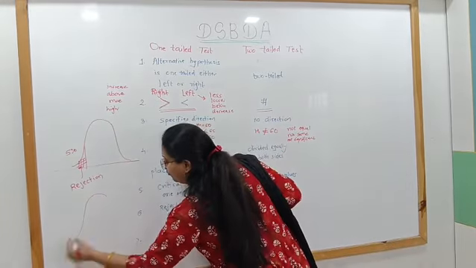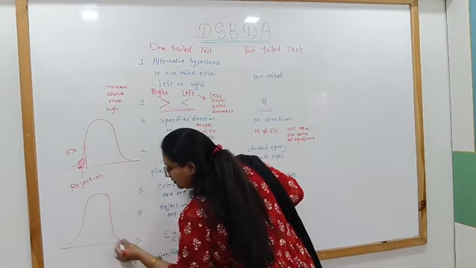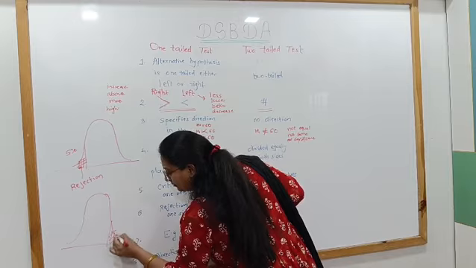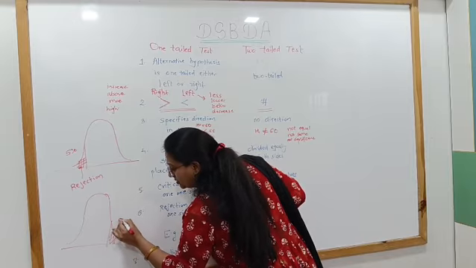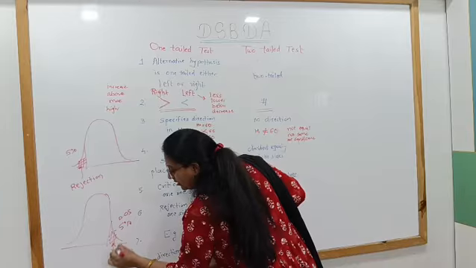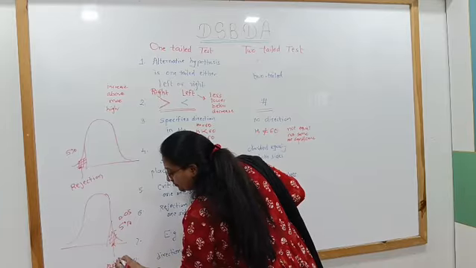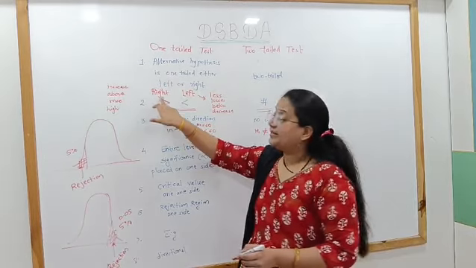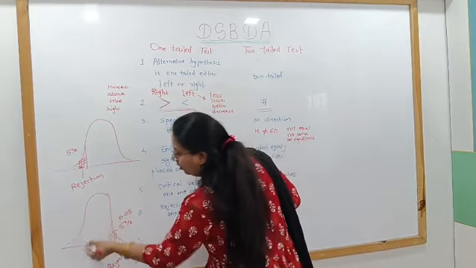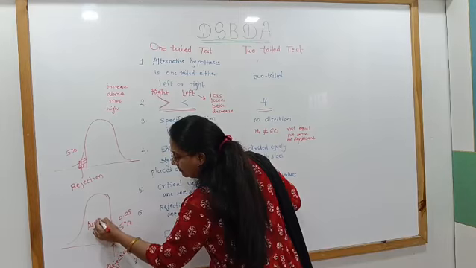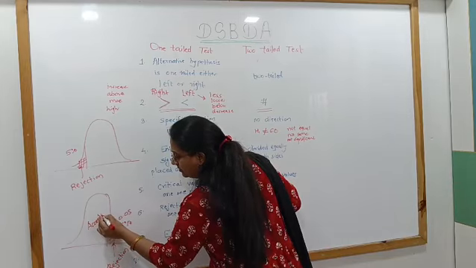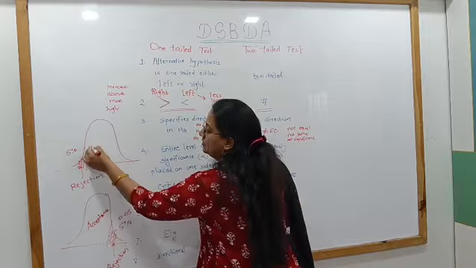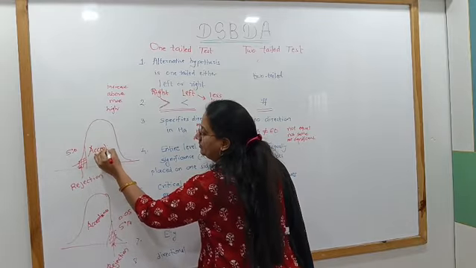Again I will draw the diagram for the right tail. If alpha is here, it is 5%, meaning 0.05. This is the rejection region. The rejection region is on the right side, so it is a right tail test. This whole region is the acceptance region.